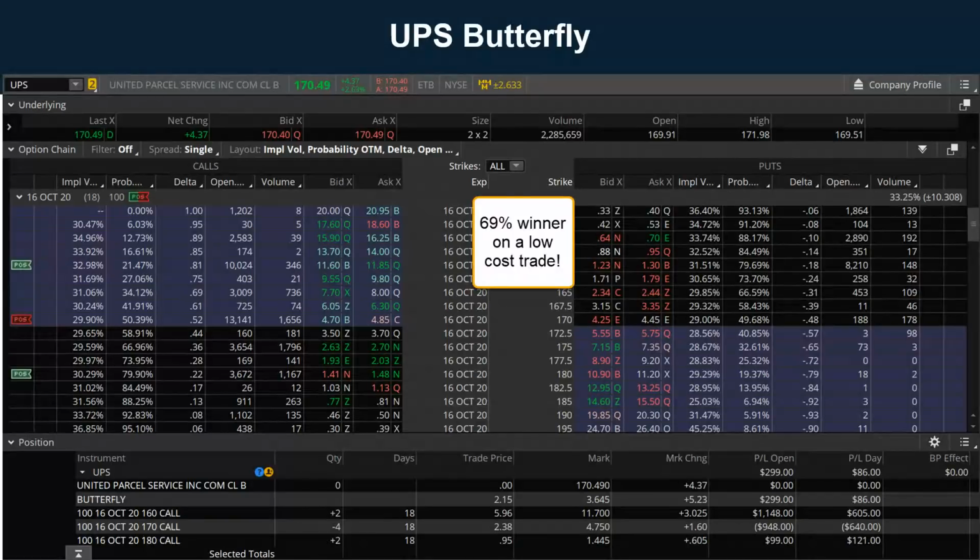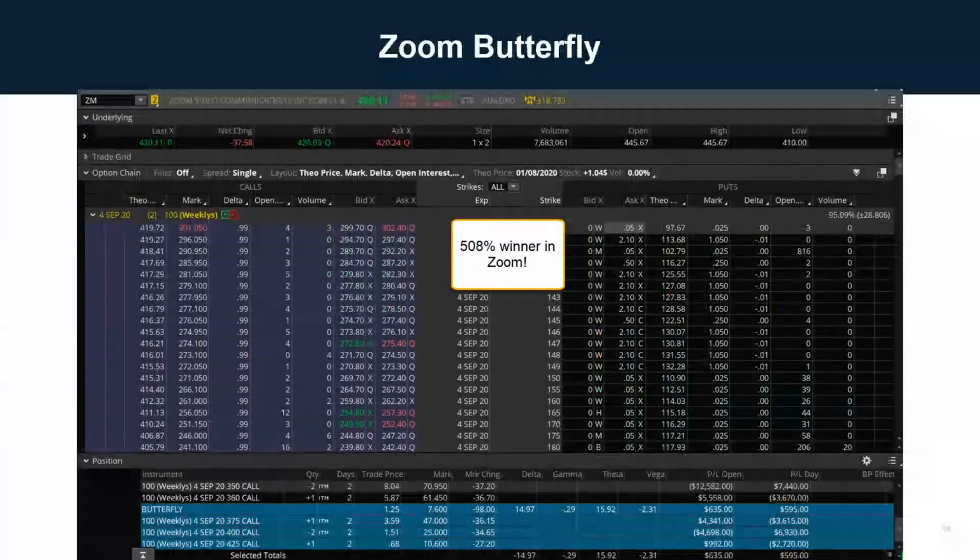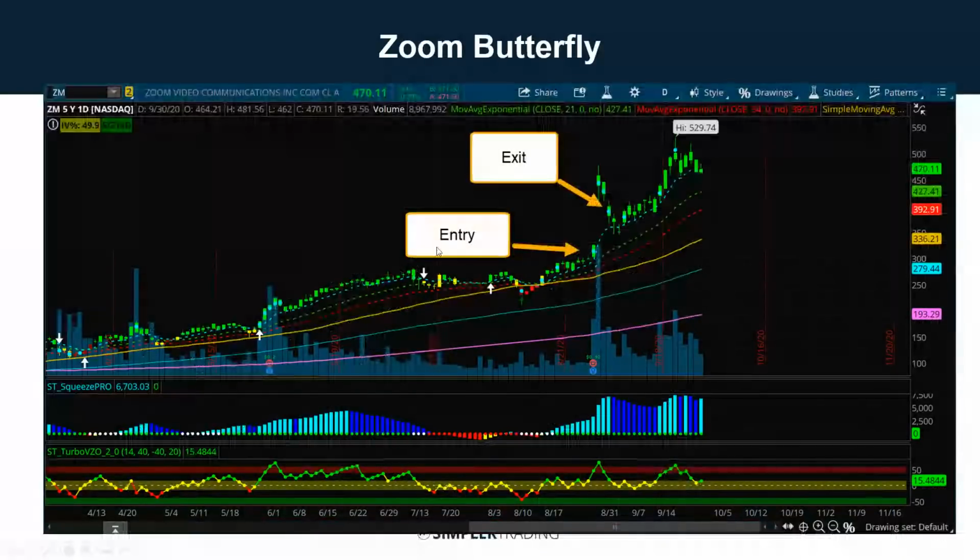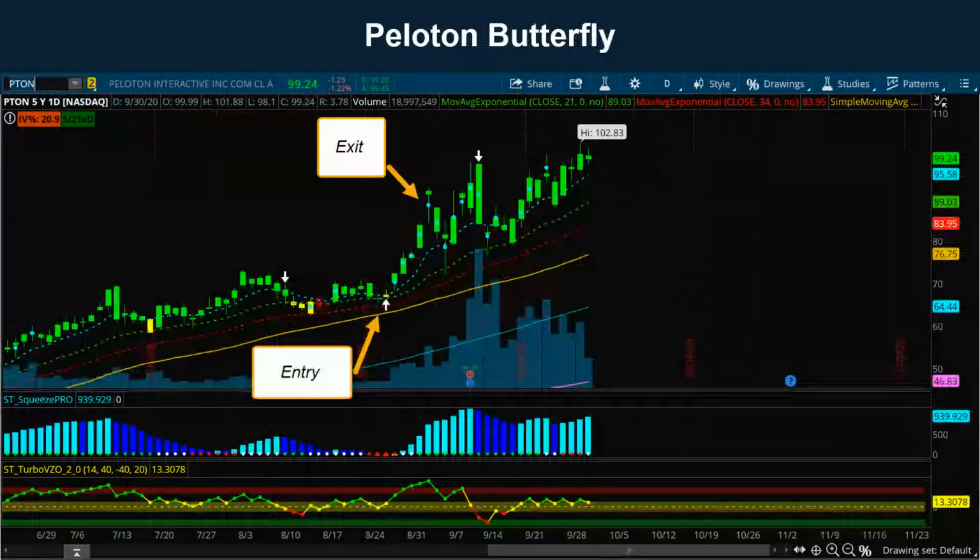Some of these trades are going to be bigger. Some of these trades are going to be smaller. And I like to do a nice wide range, just depending on the state of the overall market. Here's an example of a Zoom butterfly. This butterfly only cost me $1.25, and I ended up closing it for $7.60. That was a 500% winner. So we had a really nice entry, volume and momentum breakout move. It went a little bit higher than I thought it would, but it pulled right back and I got a great exit on this one.